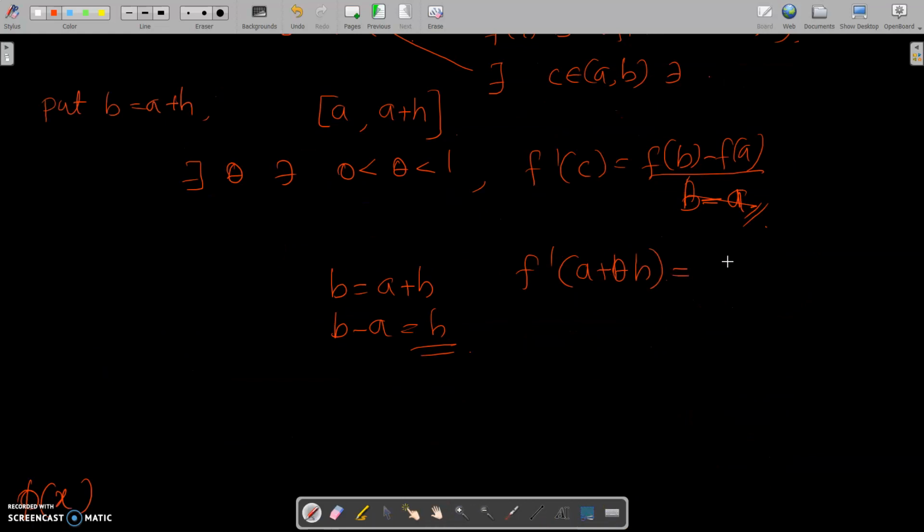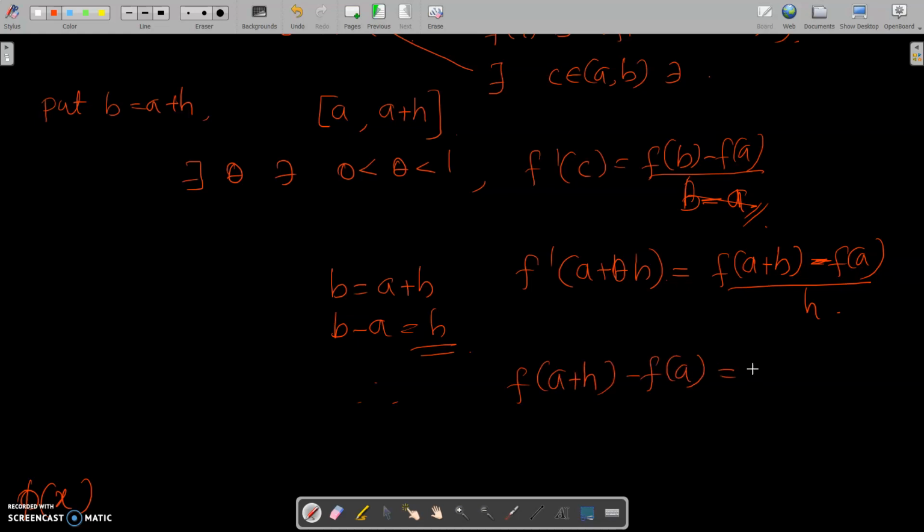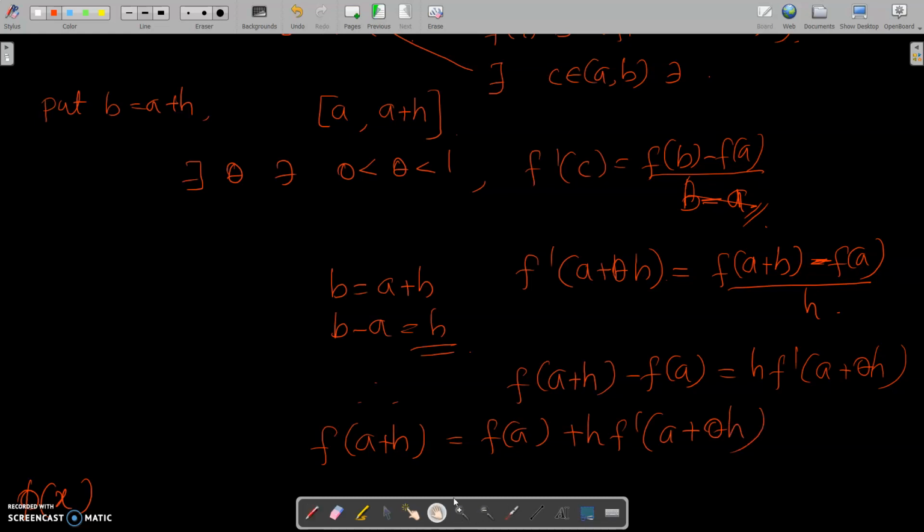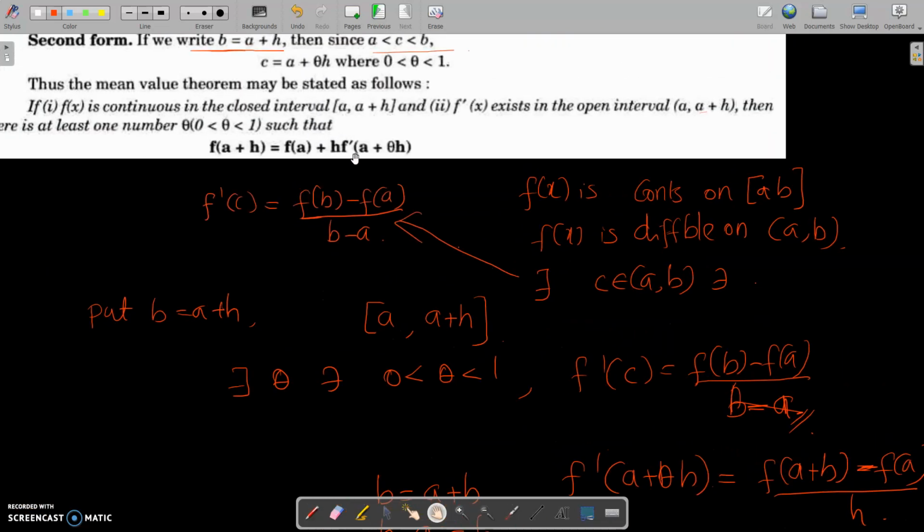f dash of a plus theta h is equal to f of b, and f of b means f of a plus h minus f of a divided by h. Okay. Therefore, simplifying from here, what do we get? f of a plus h minus f of a is equal to h into f dash of a plus theta h. We have only simplified this. f of a plus h is equal to f of a plus h into f dash of a plus theta h. This is our result.